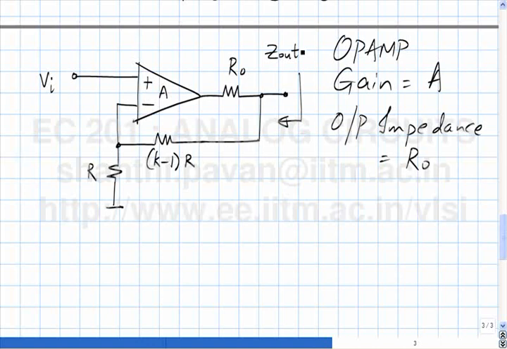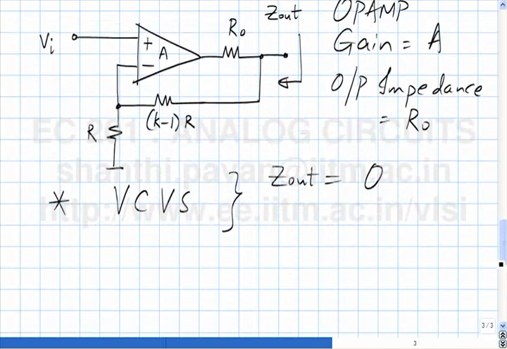First of all, what kind of control source is this? It is a voltage controlled voltage source. So ideally, if the op-amp is ideal, what should be the output impedance? Z out must be 0. Alright. Now, the question is to figure out what the output impedance is in practice.